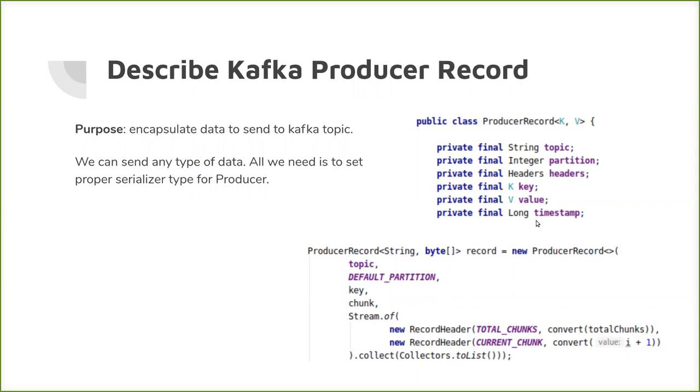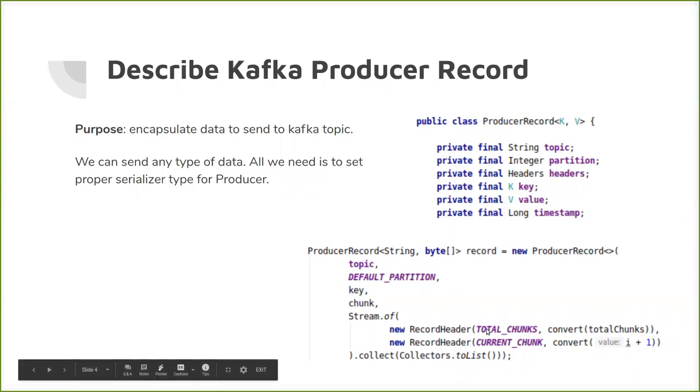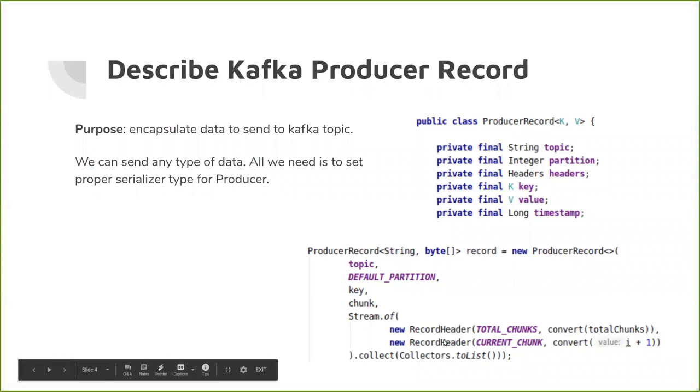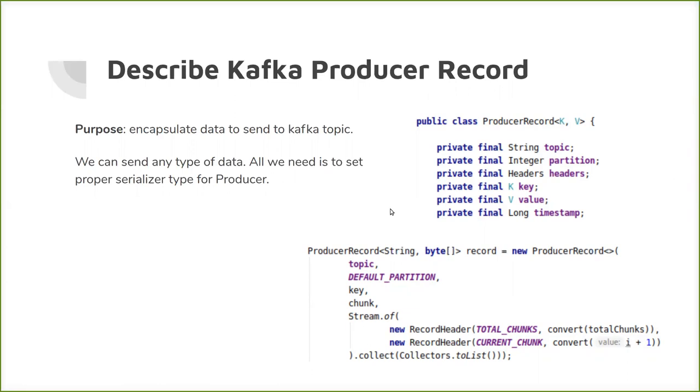And the last one is the header. The record header is a list of key values which you want to associate with the record. It's just maybe record properties. The main information goes into the value, and some additional details you may put into the header and send with the record. Well, that's it regarding the producer.